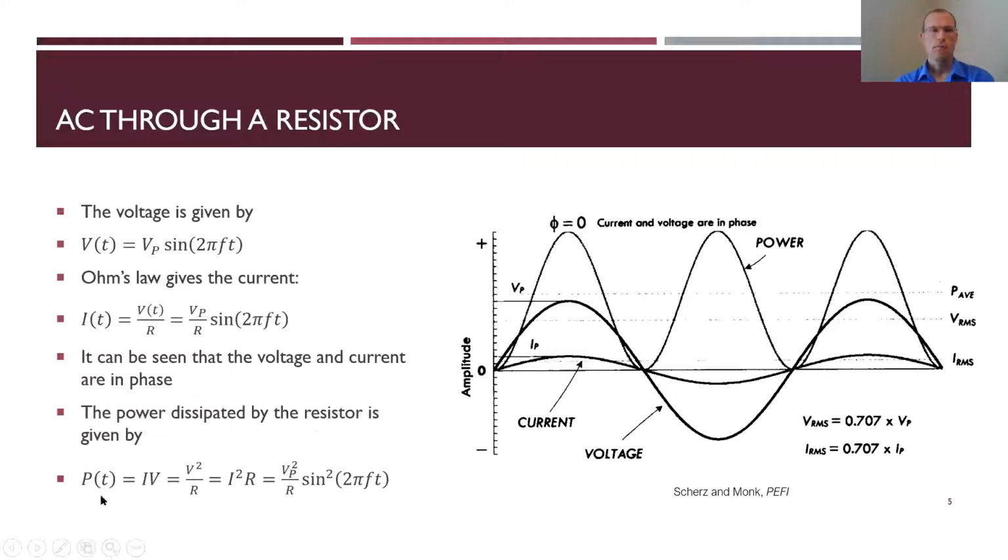To look at the power, there are 3 ways you can do it: either current times voltage, or voltage squared over resistance, or current squared times resistance. All 3 give you the same equation in this case, Vp squared over R, essentially my peak voltage times my peak current times sine squared. So that gives me this power curve, sine squared essentially.